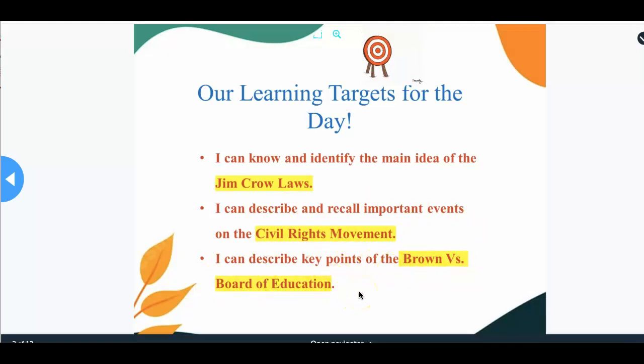So these are going to be important key things that we're going to be talking about today in the lesson. And I also highlighted the important definitions that they're going to have to know.